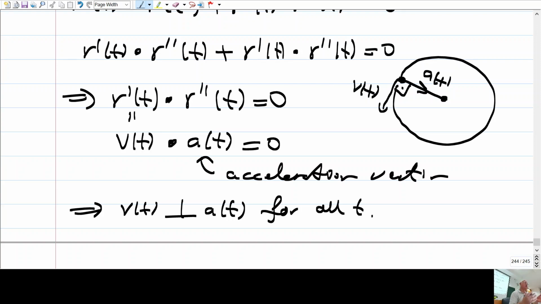Of course, if there is friction, then you do some work, but otherwise, no work is done.